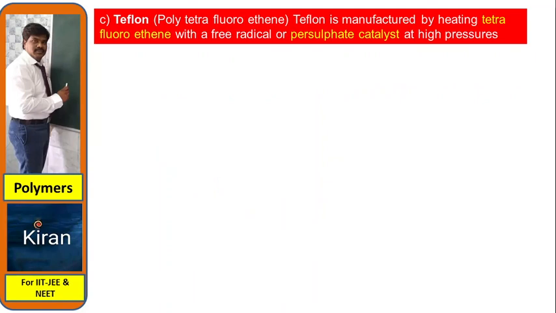Third example for addition polymer, the third one is Teflon. The name of Teflon is polytetrafluoroethylene. Poly means many, tetra means 4, 4 fluorines are there, ethene means 2 carbons. Teflon is manufactured by heating tetrafluoroethylene with a free radical or persulfate catalyst at high pressure. This Teflon is obtained from tetrafluoroethylene, free radical with persulfate catalyst.